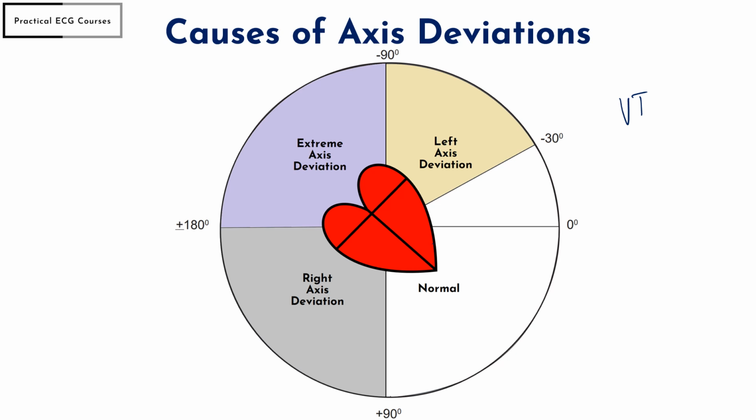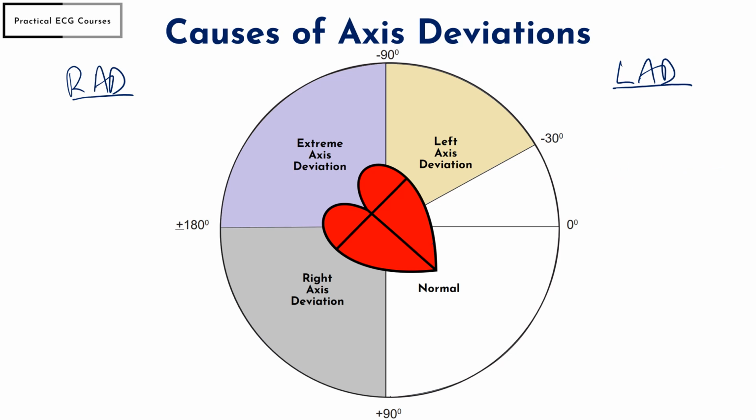The other important cause of extreme axis deviation is when you have a right arm, left leg limb reversal. This can also cause an extreme axis deviation. It's not very common, but it can also cause extreme axis deviation.